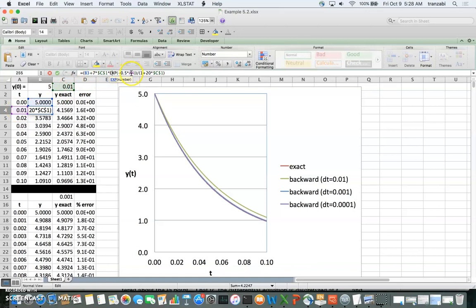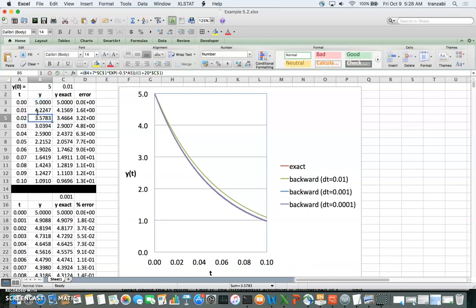Don't put here mistakenly this cell. It has to be the purple cell. Okay, divide by 1 plus 20 times h, which is the green cell. That's what it is. And that's the only part of the solution that we need to take care of. The rest is just drag down.